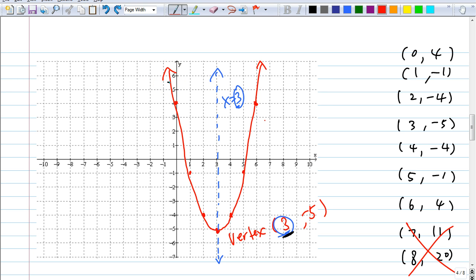Since your domain is all real numbers, as you plug in more x's to the right and left, it's going to expand. It's going to get wider and wider, and it's going to go up higher and higher. Does that make sense, guys?